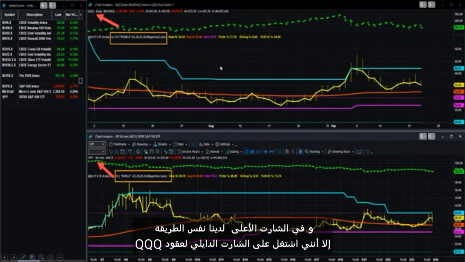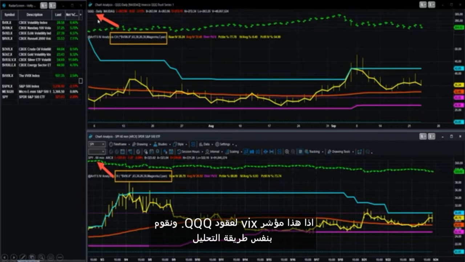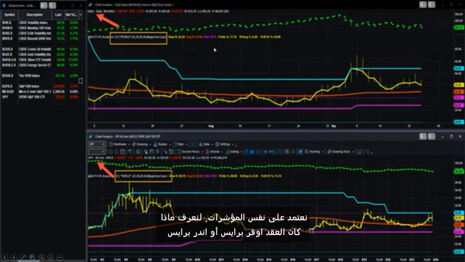So in the chart above, it's the same concept, except I'm looking at a daily chart of the QQQs. Notice that the input here is a little different. This is the volatility index for the QQQs. It's $VXN.X. So that's the VIX for the Qs. And we're doing the same analysis, exactly the same analysis. It calculates the same indicators, and it tells us whether it's overpriced or underpriced.